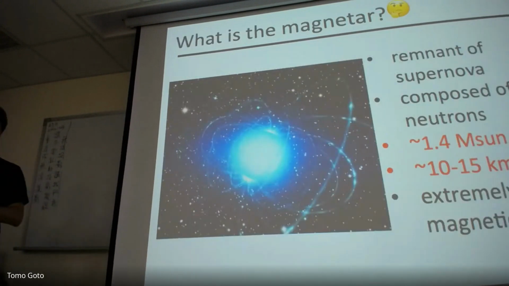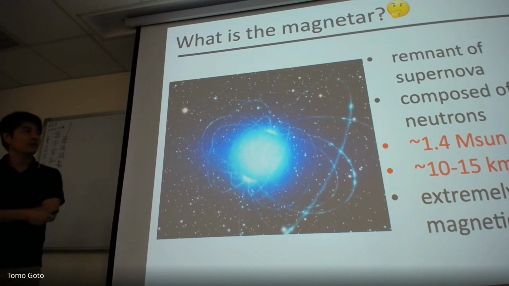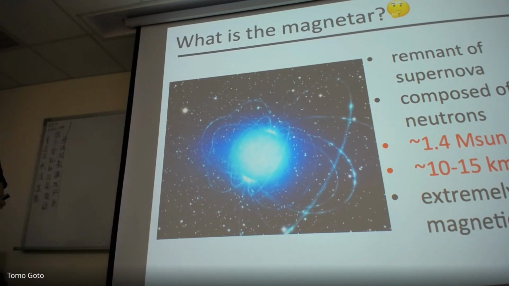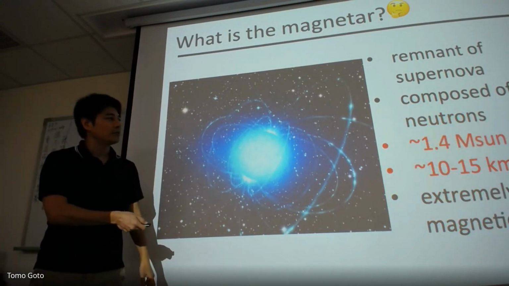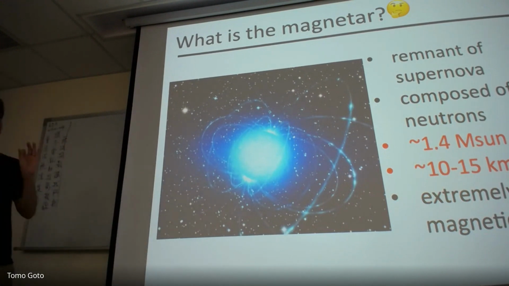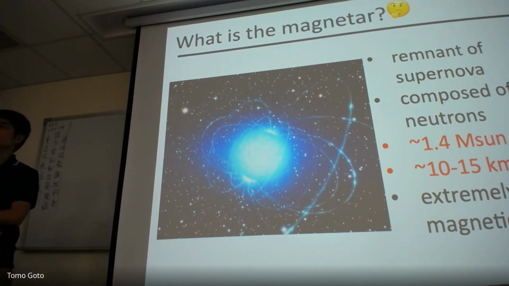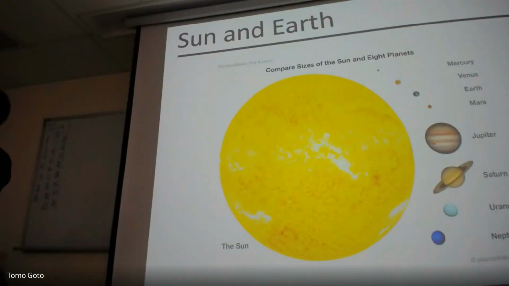What is a magnetar? A magnetar is an extreme object. It is a remnant of a supernova, composed of neutrons. The interesting thing is that it is a really compact object, say 10 to 15 kilometer radius, very small in astronomy. But the mass is more than the sun. It's more massive than the sun, and it has a very strong magnetic field. So I can demonstrate how extreme it is.